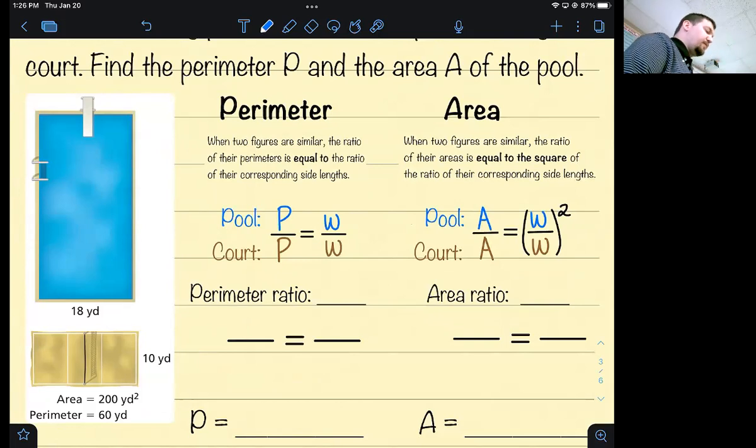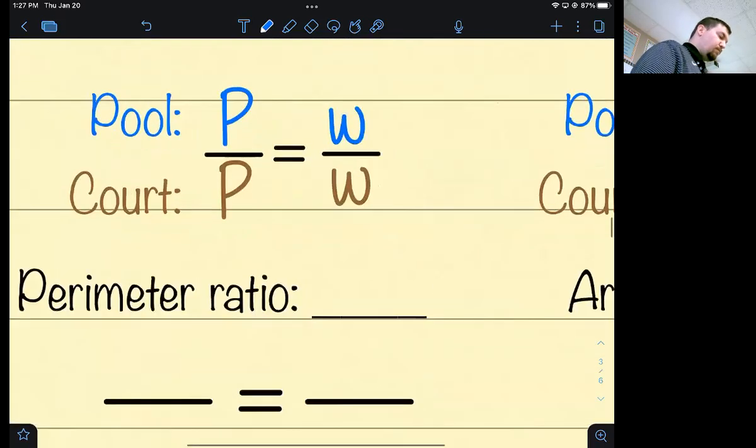To find the perimeter of the pool, I'm going to need to know what the perimeter ratio is. To find the perimeter ratio, I'm going to need to know what the side length ratio is. So what are the side lengths of the pool and the court? I guess I'm looking at both the widths here. So we'll start with the width of the pool. What's the width of the pool? Carson? 18 yards. Okay, 18.